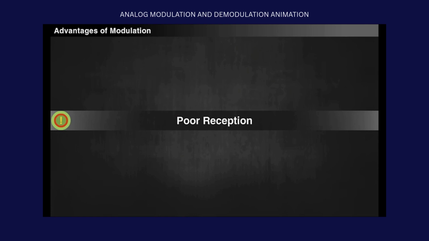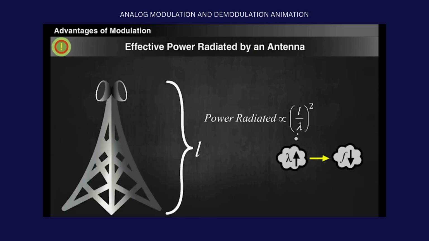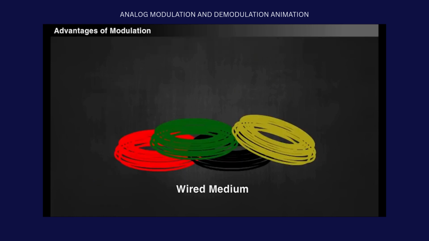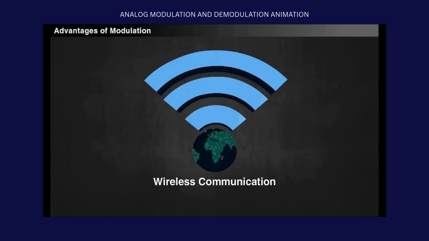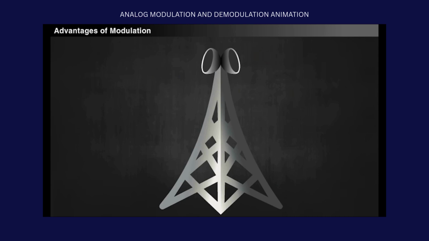To overcome the problem of poor reception, if the frequency of the signal is high, automatically the energy of the signal will also be high, and hence we can obtain a good quality signal at the receiving end. By using high frequency transmission, we can achieve high power radiation without changing the antenna height. Modulation helps us to replace wired communication with wireless communication. Also, we can achieve a high range of communication.